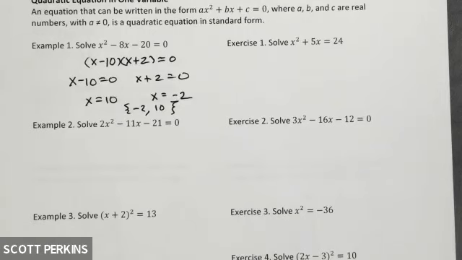Before you can factor exercise 1, what do you have to do first? You got to bring that 24 over to the other side by subtracting it. Great. Thank you for being alert and astute.